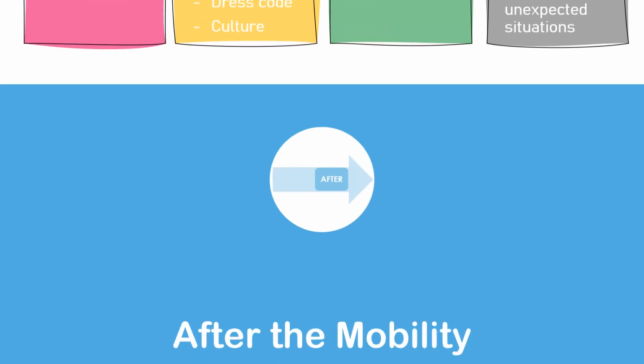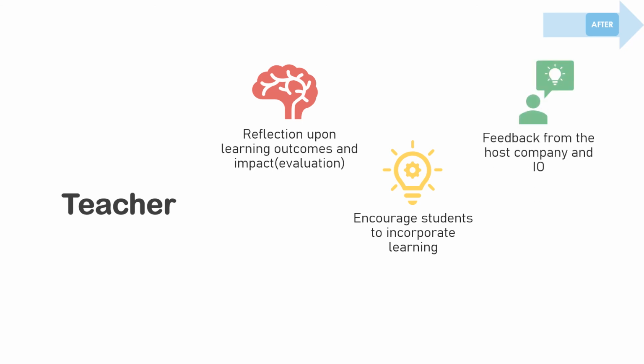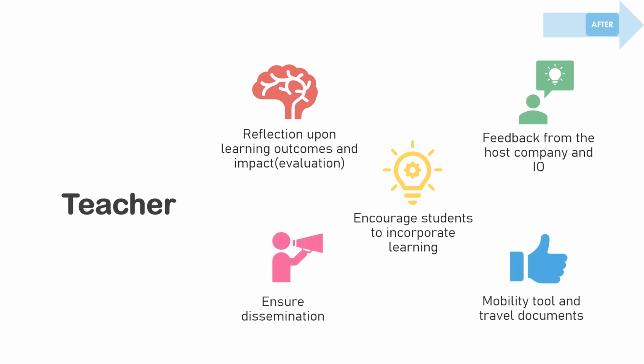After the mobility flow has been completed, you as a teacher should support the students' reflection upon learning outcomes. To do this, you can use the impact board, which you can find on the Quality Plus website. You should also encourage students to incorporate in the class what they have learned during the work placement. Don't forget to ask for feedback from the host company and IO. Ensure dissemination from the student's side, but also share your own experiences from the mobility. And finally, check if the students have submitted the Erasmus Plus participant report and collect all travel documents.